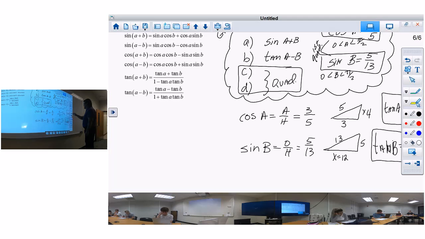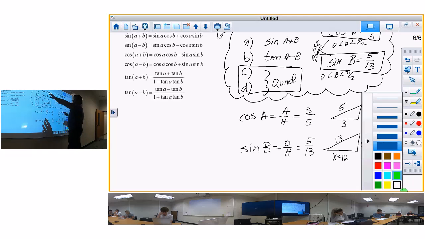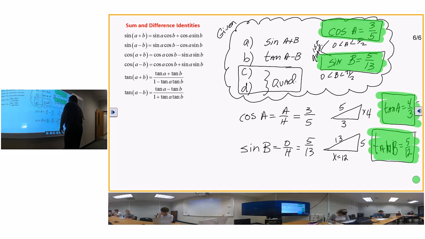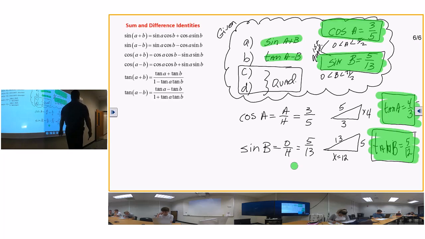Now you have everything you need to find whatever I give you. So you have this, you have this, you have this, and then you have that, and now you've got everything you need to find those two things. So go ahead and find them.